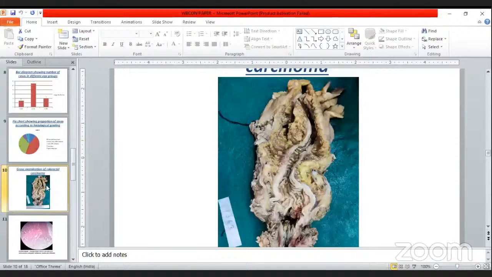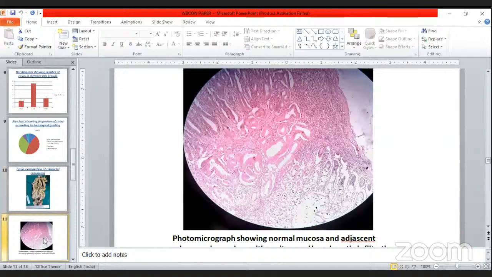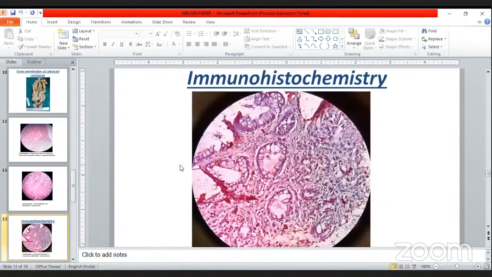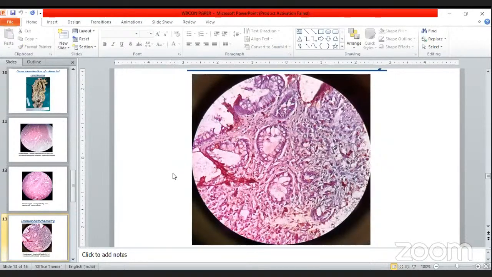This is the gross examination of colorectal carcinoma in one of the cases. This is the photomicrograph showing normal mucosa adjacent to adenocarcinoma along with peritumoral lymphocytic infiltration. This photomicrograph shows infiltrating well-differentiated adenocarcinoma. This is one of the immunohistochemistry stains, showing Ki67 positivity, which is 3+ in moderately differentiated adenocarcinoma.